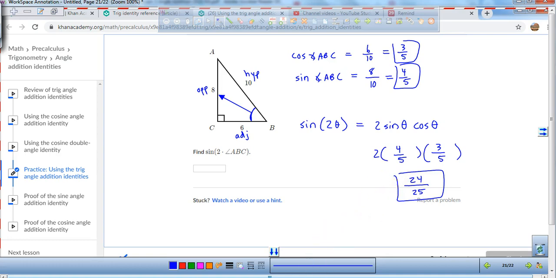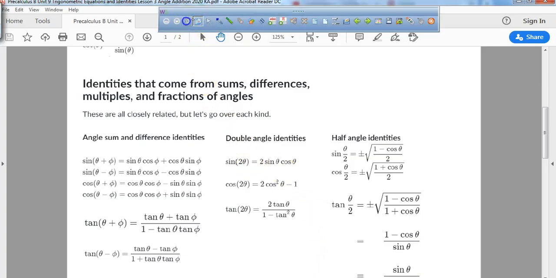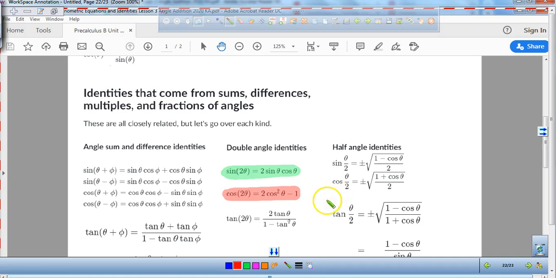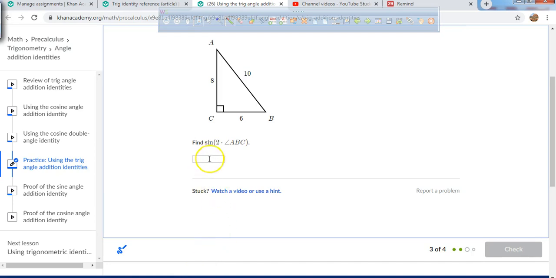You're like, where did you get all this stuff? I'm going to put it right here, using this formula, the double angle identities. The other one we just used was this one. That's the other one that I used. So my suggestion is you click on the article, you write these down, you have them handy, and whatever one it asks you to use, you just use it to the best of your ability. Then, when you're done, you type in your answer. 24 divided by 25.